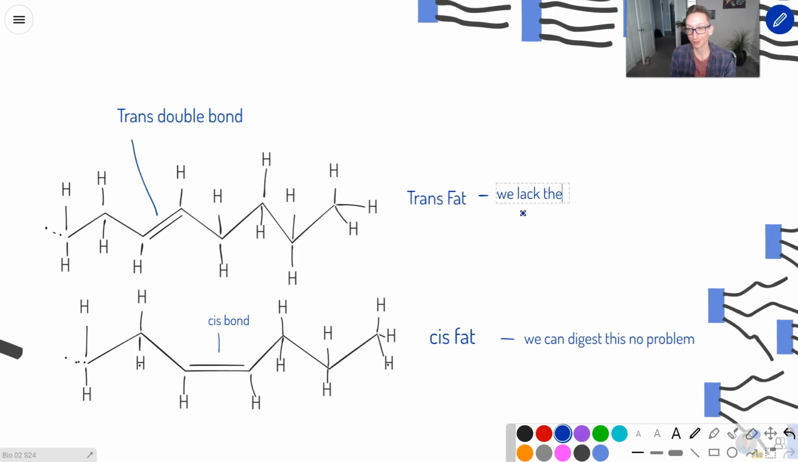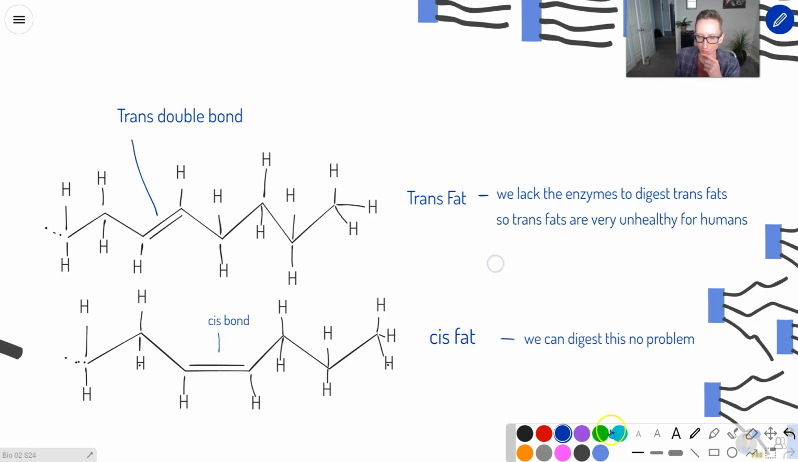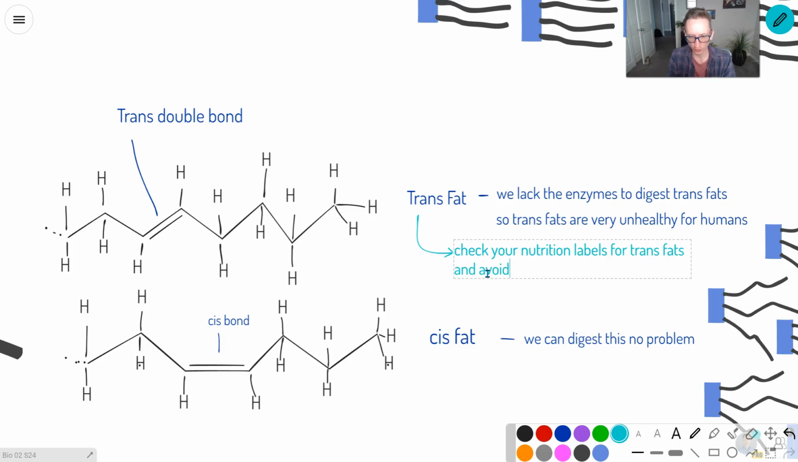We lack the enzyme to digest trans fats. So trans fats are very unhealthy for humans. So check your nutrition labels for trans fats, and they don't always have to report them. It has to be over 0.5 gram. And avoid them. Pretty nifty.